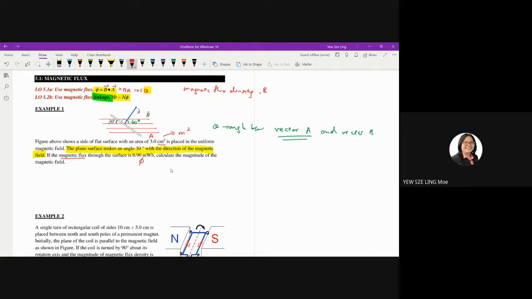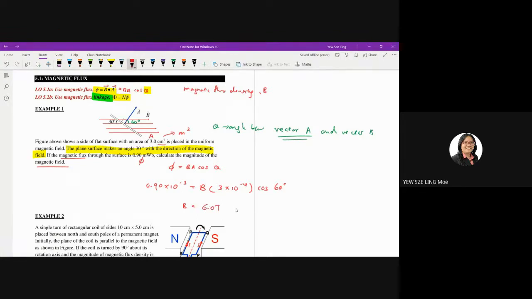Straight away, we can solve this by using phi equals BA cos theta, given phi is 0.90 times 10 to the power of negative 3 equals, well, the magnetic field is the unknown, so B times A. Now 3 cm squared is 3 times 10 to the power of negative 4 meters squared, and then cos 60 degrees. Rearrange the equation, you should obtain B equals 6.0 Tesla.